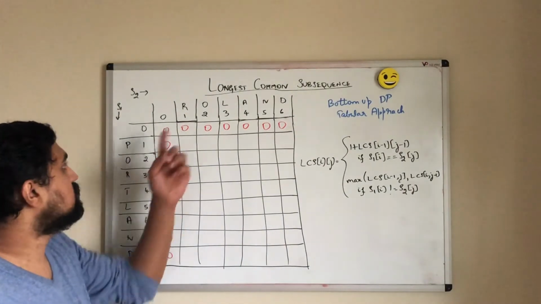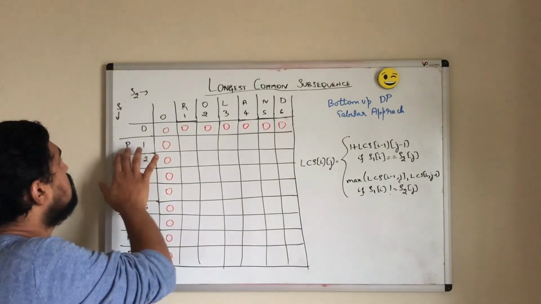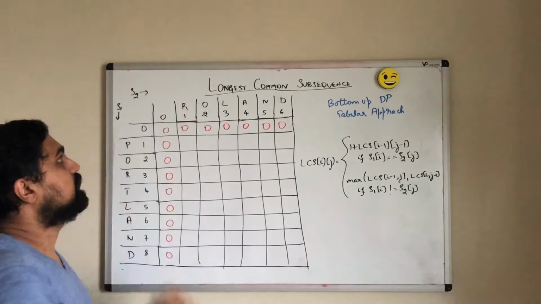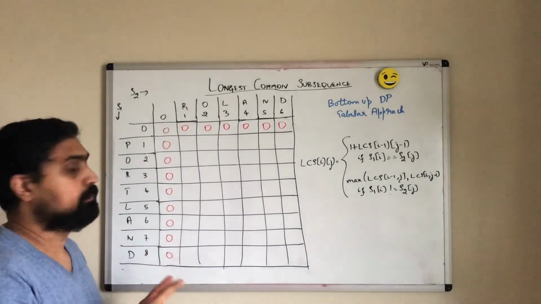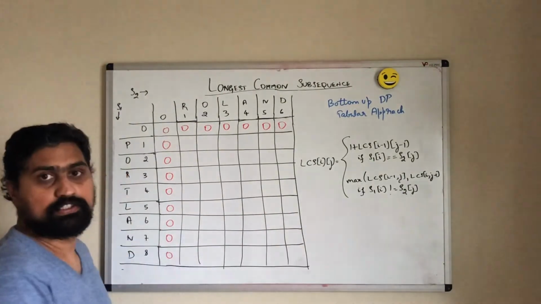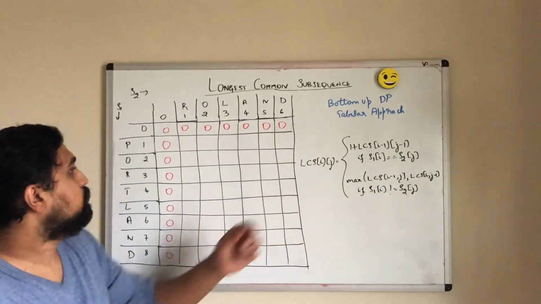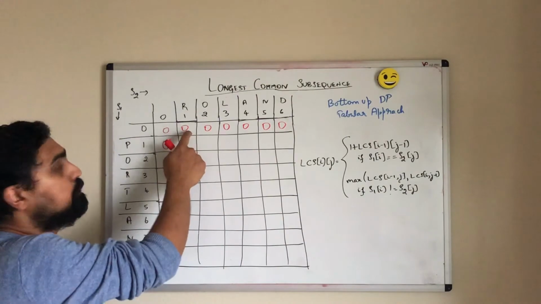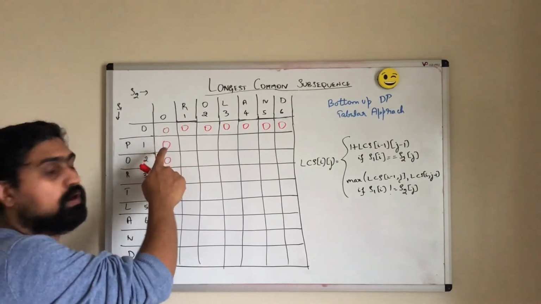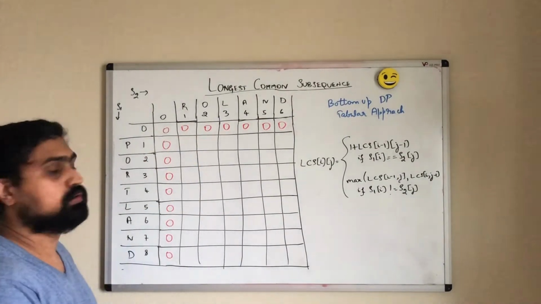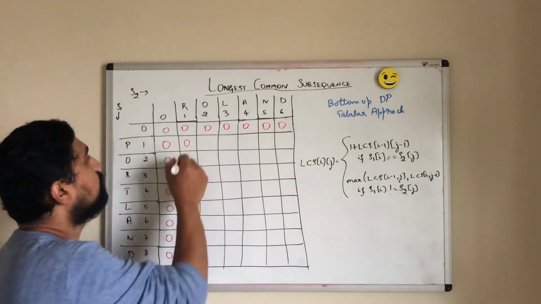Okay, let's start with the first letter in both the strings. So this is letter P and this is letter R. So are these two equal? No. So we end up with the second condition. Now the second condition says that the value here would be the maximum of the value in the previous row or the previous column. So either of it is 0, so the value in this cell is 0.